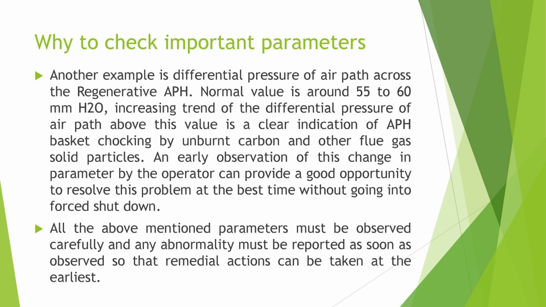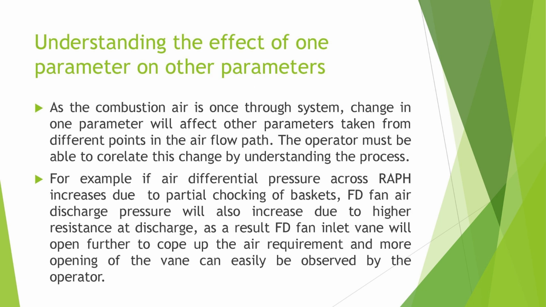All the above mentioned parameters must be observed carefully and any abnormality must be reported as soon as observed so that remedial actions can be taken at the earliest. As the combustion air is a once-through system, change in one parameter will affect other parameters taken from different points in the airflow path. The operator must be able to correlate this change by understanding the process. For example, if air differential pressure across the APH increases due to partial choking of baskets, FD fan air discharge pressure will also increase due to higher resistance at discharge. As a result, the FD fan inlet vane will open further to cope with the air requirement, and more opening of the vane can easily be observed by the operator.